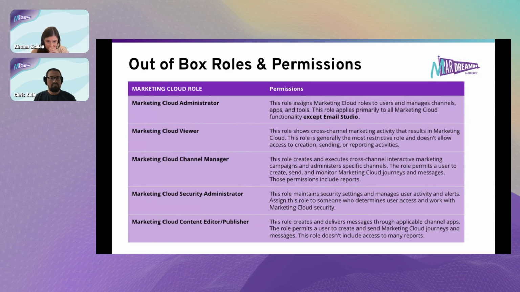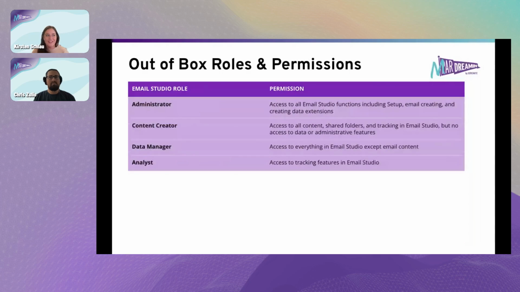And last but not least is the content editor and publisher. They're the ones creating and delivering messages. It permits them to create emails. They can send marketing journeys and messages, but it doesn't allow any access to reports. Those are very much the high-level Marketing Cloud roles. There are also more that you can do, and that's on the next slide, specifically around Email Studio.